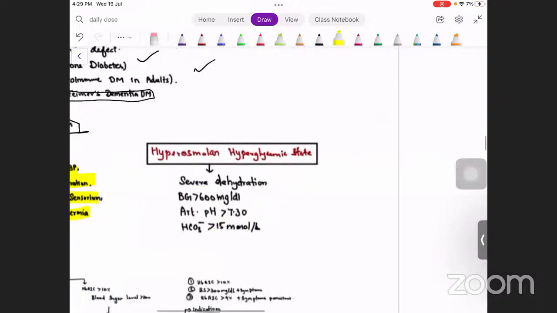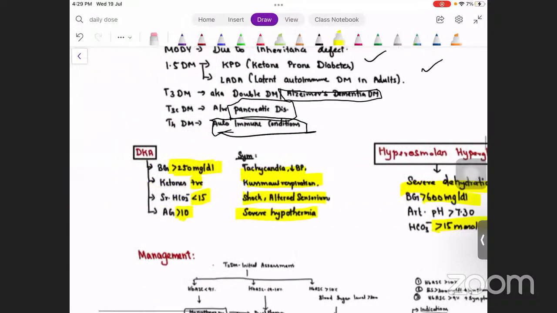Then triple H, hyperosmolar hyperglycemic state, HHS, where you see severe dehydration, blood glucose of more than 600 and bicarbonate of more than 15.